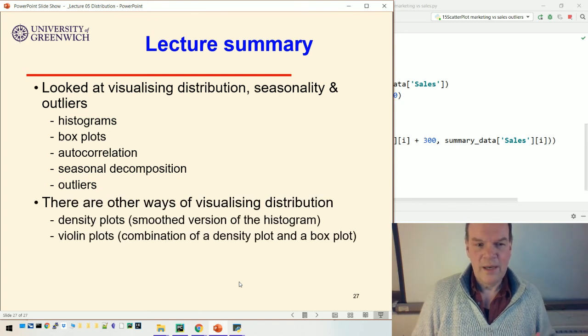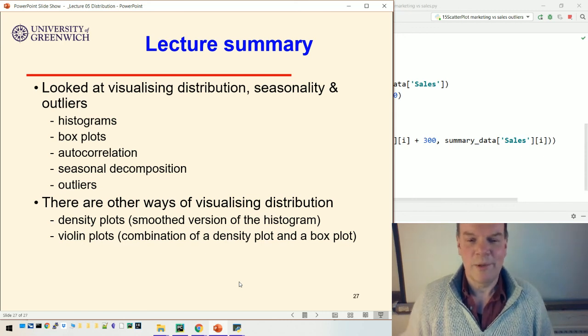I should say these are not the only ways of visualizing distribution. So you may come across things like density plots, which are like a smoothed version. If you imagine a histogram and sort of smoothing it over, then that's a density plot. And a violin plot, which is a kind of combination of a density plot and a box plot. Those are quite nice. I thought about introducing them. I didn't in the end. But if you're interested in more of this, then I would look at violin plots because they kind of combine both density and box plots.